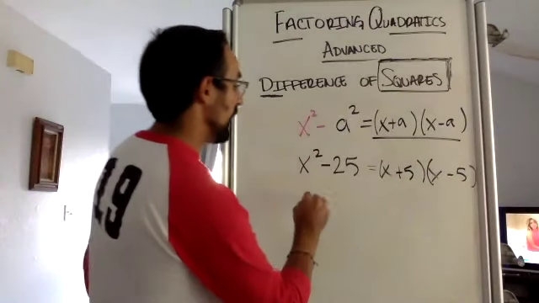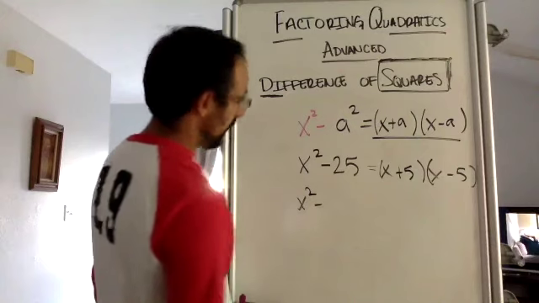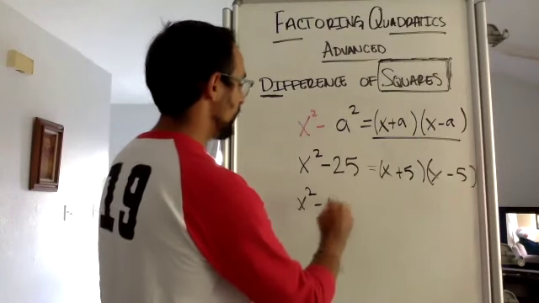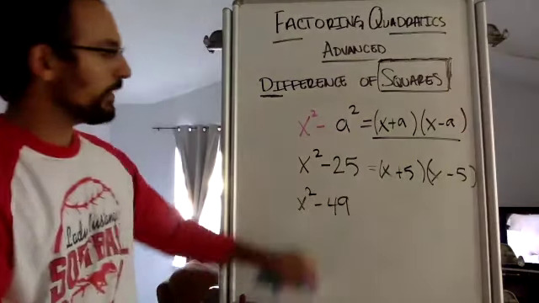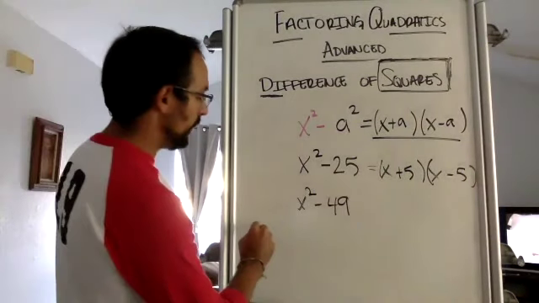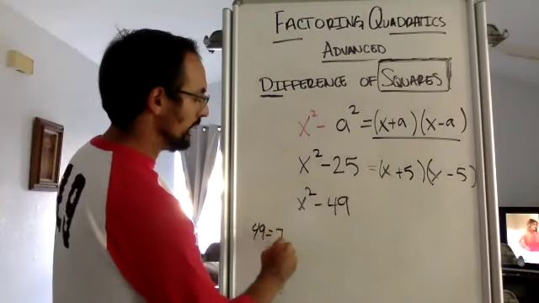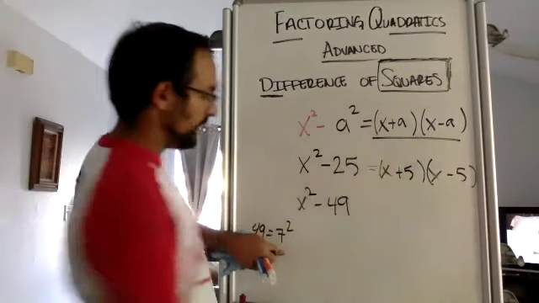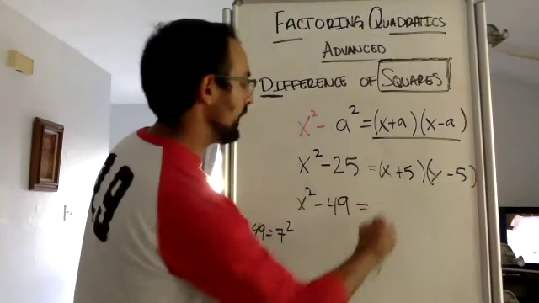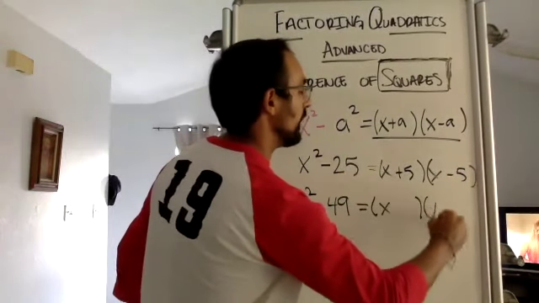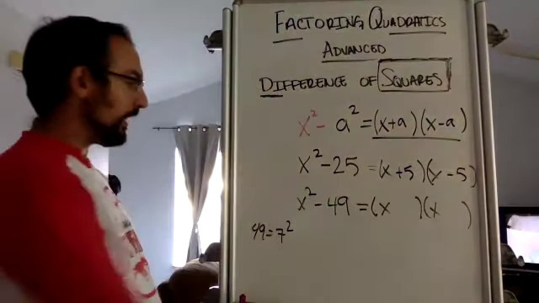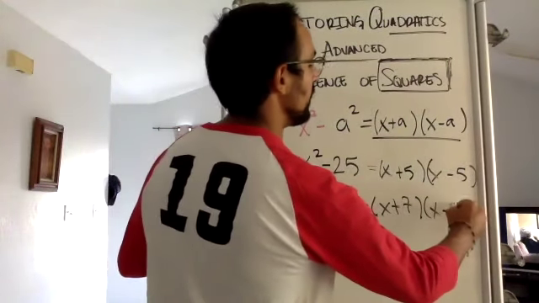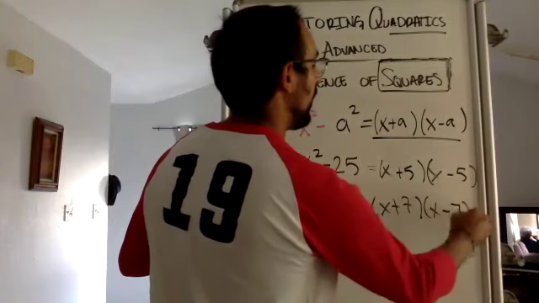Okay? So x squared minus, let's go with 49. So x squared minus 49. Well, what is 49? 49 equals 7 squared, 7 times 7. So in this case, my a value is 7. So I'm going to write this as, remember, x in front for both of these. And then one needs to be a plus 7, one needs to be a minus 7. And then I am done.